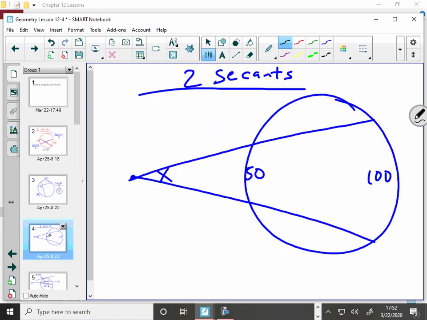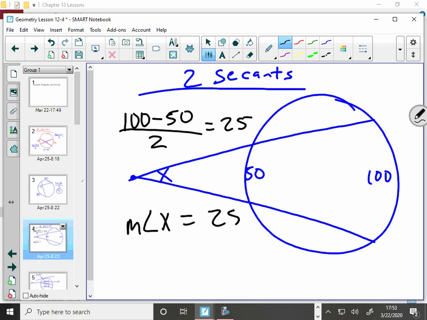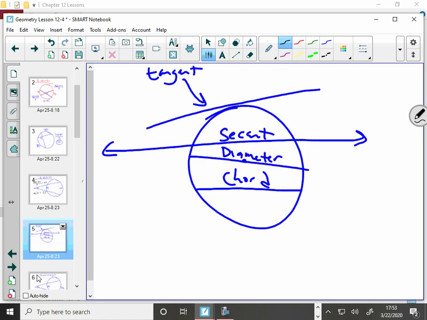What if I have two secants that intersect? Now these two secants are going to intersect and form an angle outside of the circle. But when two secants intersect, they form an angle and they also intercept two arcs. So do not add the two arcs together and divide by 2. We subtract the arcs and divide by 2. 100 minus 50 is 50, divided by 2 is 25. The measure of angle x is 25.